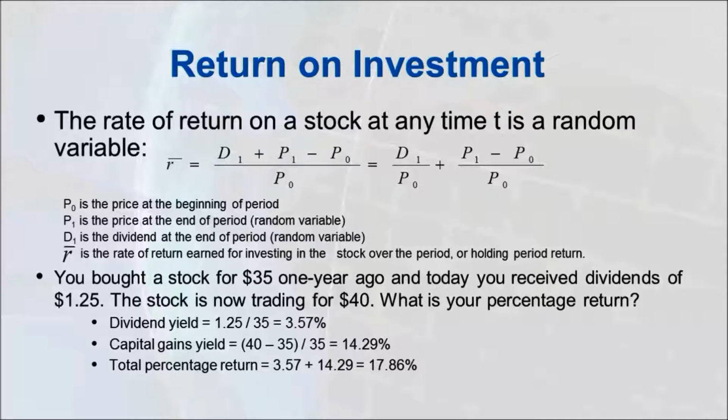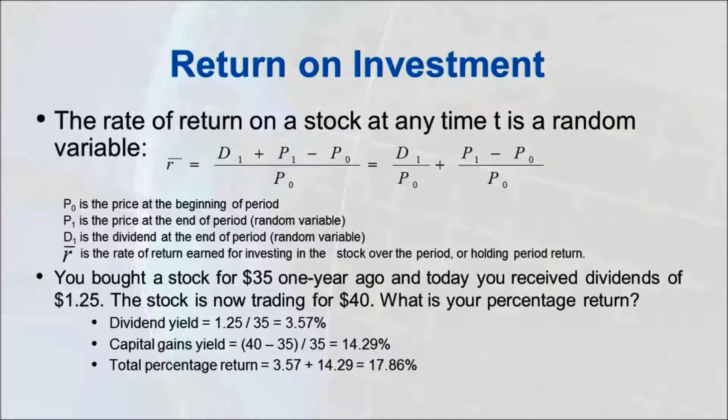Here I'm talking about return on a stock, because if you know how to compute rate of return on one type of security, you can use the same concept to compute rate of return on other different types of securities. Okay, so for example, if you bought a stock for $35 1 year ago, and then you got $1.25 dividend, and now the stock is trading for $40, or you sold the stock for $40, what is your percentage rate of return?